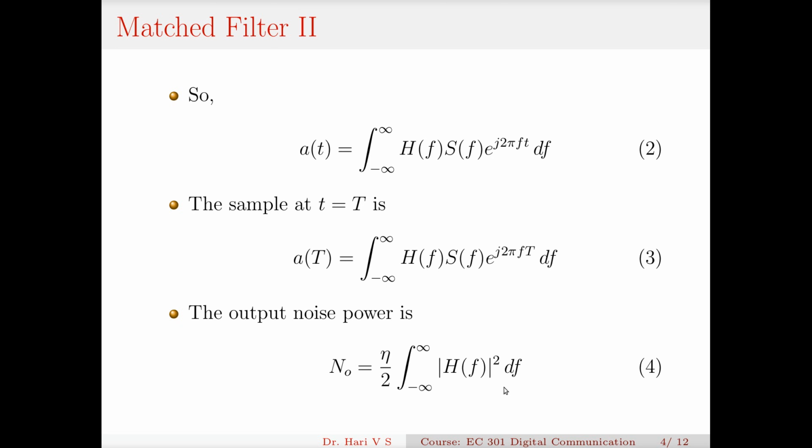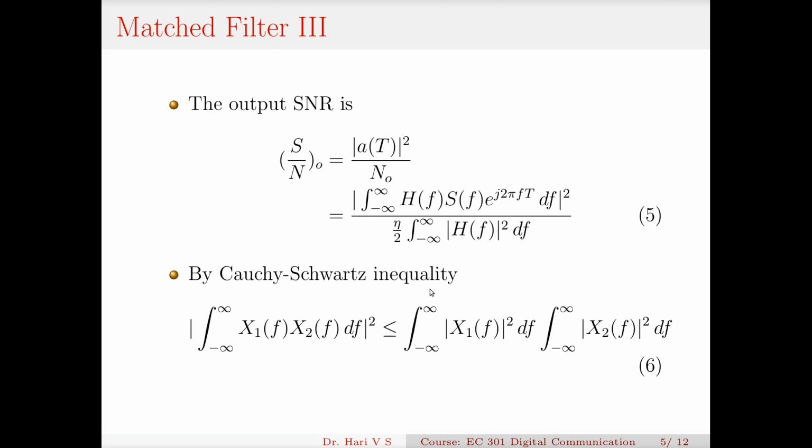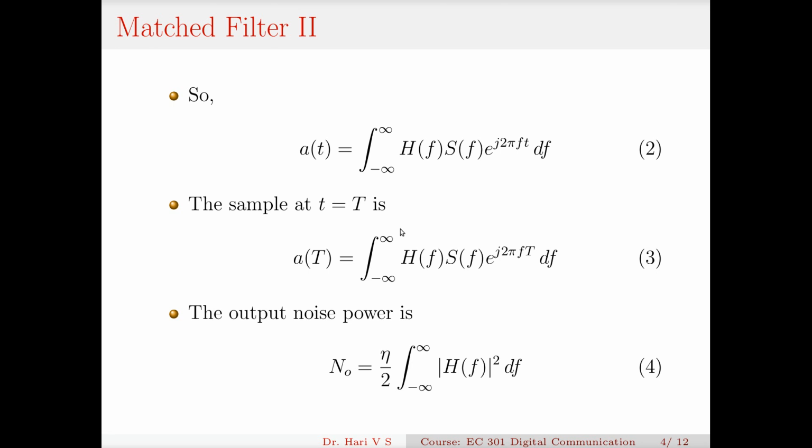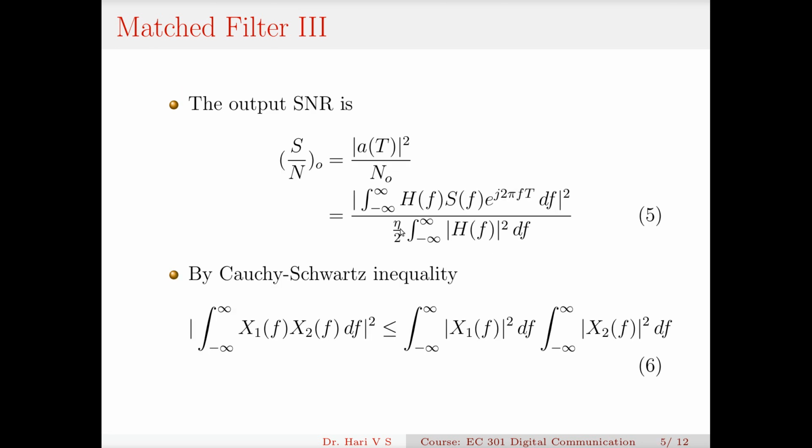Since I know the output signal value and the output noise power, I can compute the output SNR. This a(T) is a single value, so its power is just the square of it. |a(T)|² will be the output signal power, divided by N0, which is your output noise power. So the signal to noise ratio at the output is the magnitude squared of the integral from minus infinity to infinity of H(f) S(f) e^(j2πfT) df, divided by N0, which we previously found to be η/2 times the integral of |H(f)|² df.